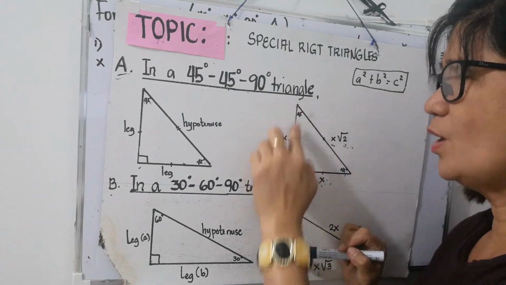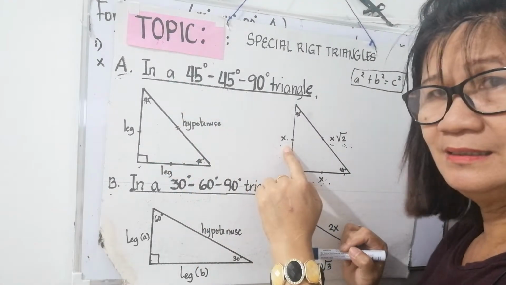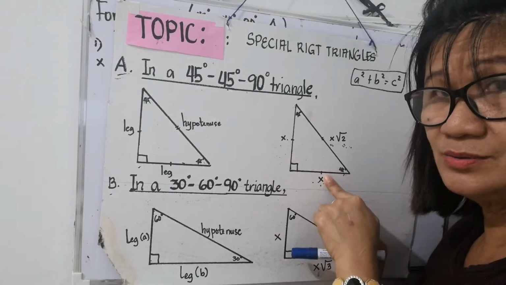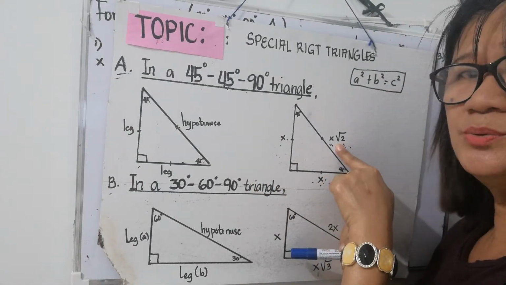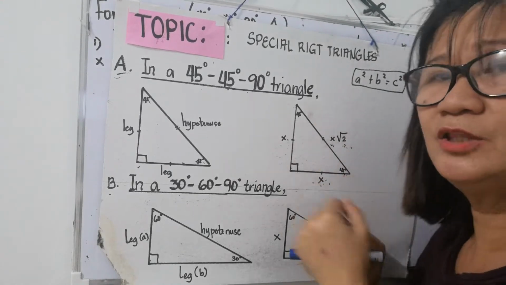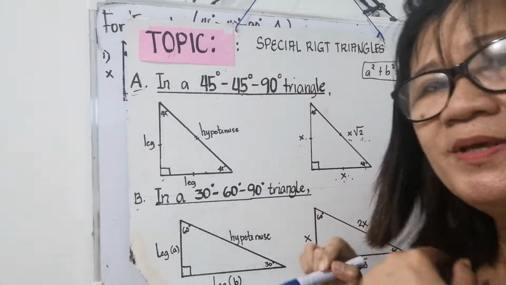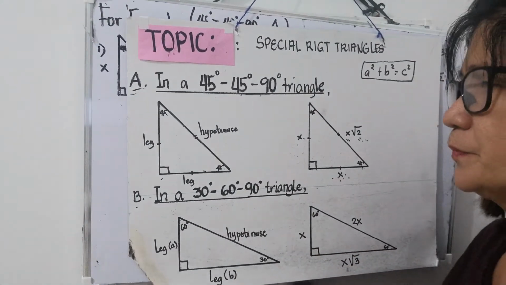If one of the legs in a 45, 45, 90 is 10, then the other leg, of course, is also 10. How about the hypotenuse? It will be 10 square root of 2. O, di ba? No need for you to use the formula. Okay? So, mamaya bibigyan ko kayo ng mga examples.